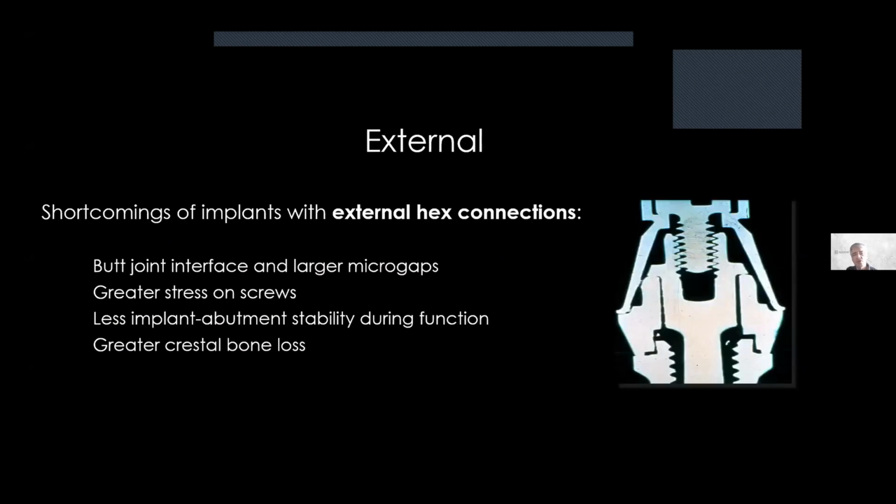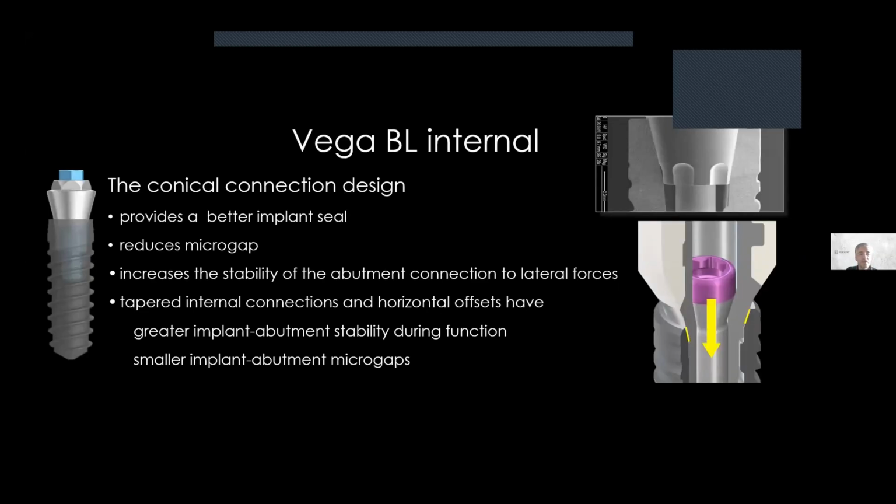What we know, and this is a very classic photo of the external connection, is that there are big micro gaps. These micro gaps result in bone loss. There is a lot of stress on the screws, and we have, as I said, crestal bone loss. When we use this kind of internal connection, we have a better seal of the implant. It reduces the micro gap, and it increases the stability of the abutment connection to lateral forces.